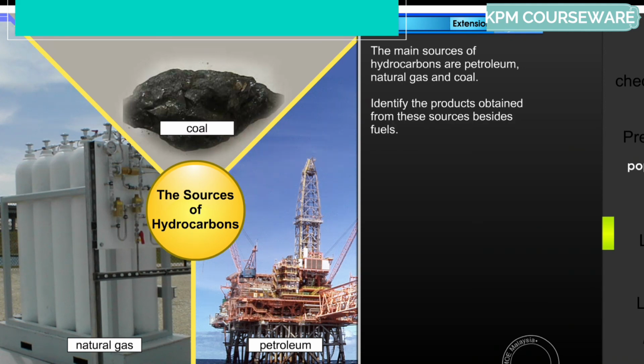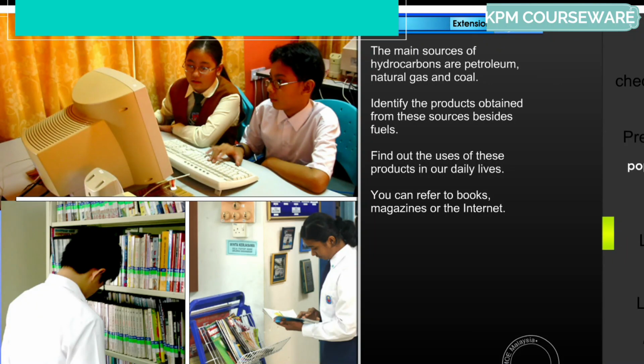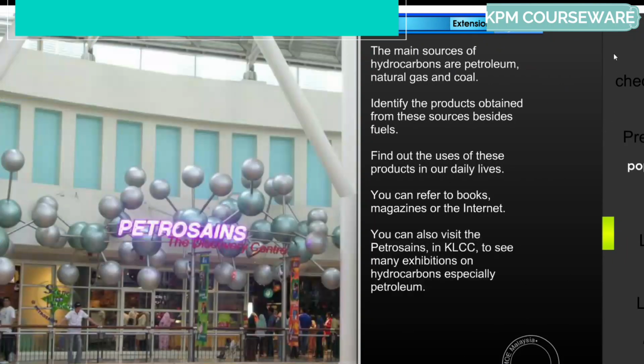Identify the products obtained from these sources besides fuels. Find out the uses of these products in our daily lives. You can refer to books, magazines, or the Internet. You can also visit the Petroscience in KLCC to see many exhibitions on hydrocarbons, especially petroleum. Present your findings to the class.